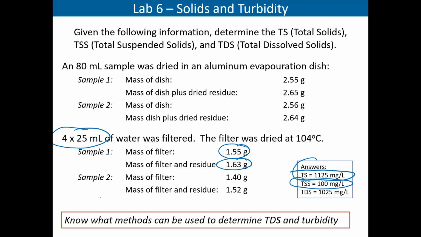And the last calculation is total dissolved solids. Total dissolved solids is, of course, the total solids minus the total suspended solids. So that's 1,125 minus 100. So that's 1,000. Sorry about that, let me just try that again. That's 1,000 and, oh no, that was right: 1,025 milligrams per liter.